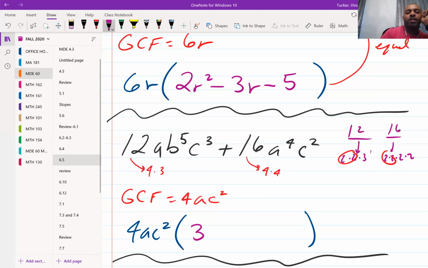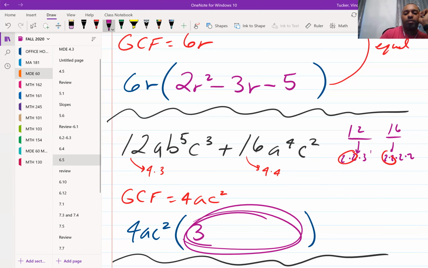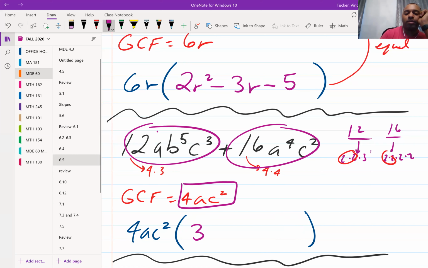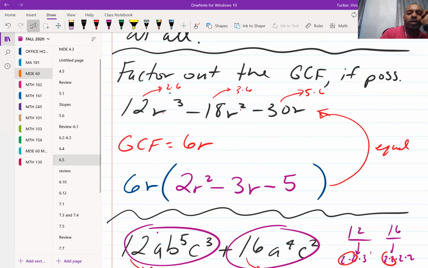See, what's left goes in the parentheses. So you have to analyze. We took 4ac squared out of both of these numbers, out of this term and out of this term. So now what's left goes in your parentheses. Just like going back here, we took 6r out of 12r cubed, and what was left from extracting 6r was 2r squared. So that's what we have to analyze now, what is left.